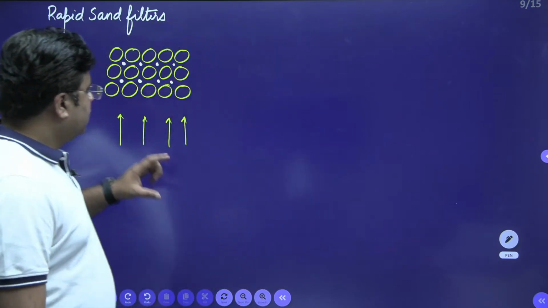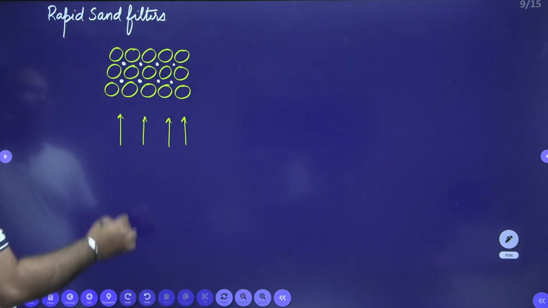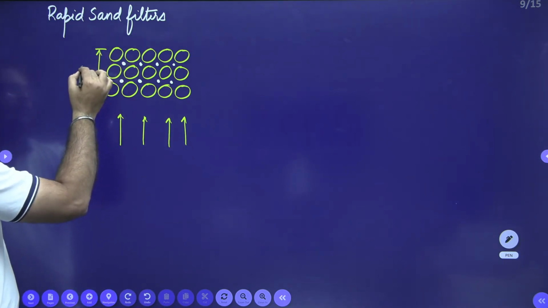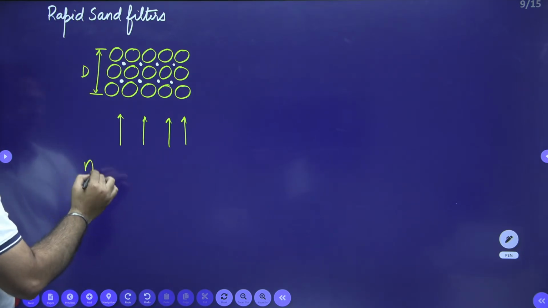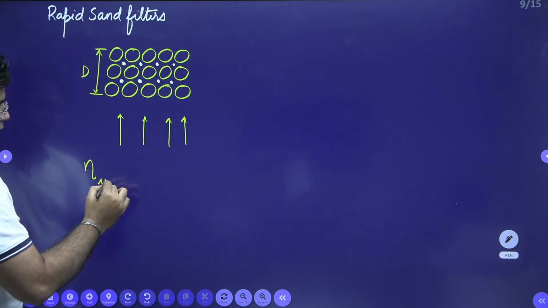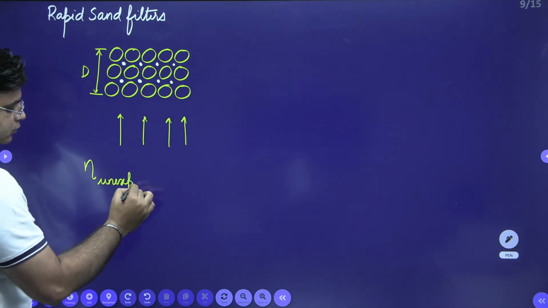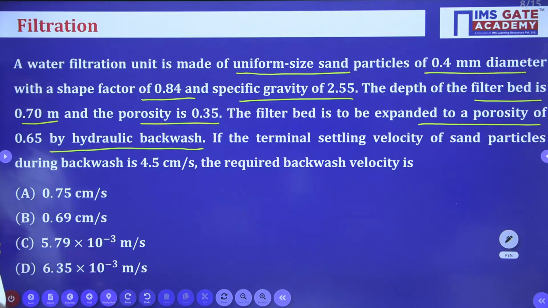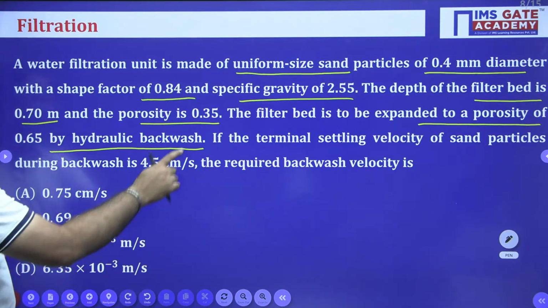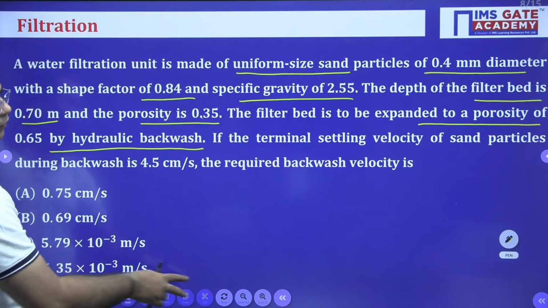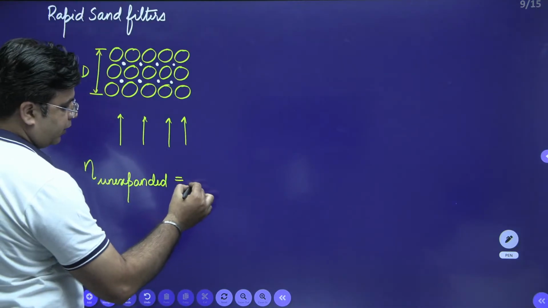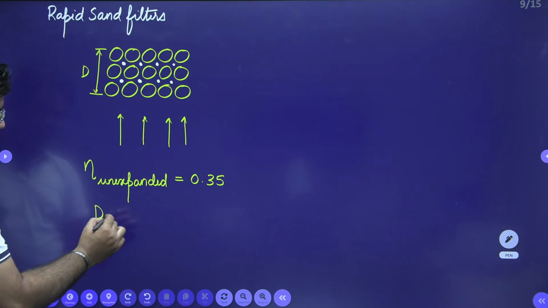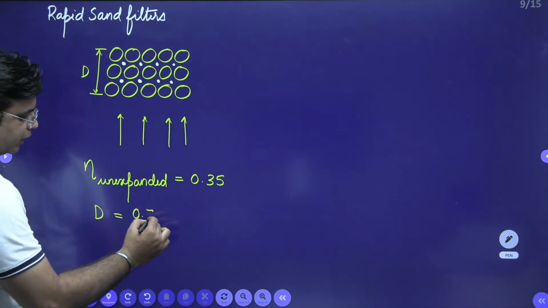Okay. So this is my initial picture of the filter bed, the depth of the filter bed and porosity of the filter bed. So depth is D, porosity of the filter bed is eta. So this is the porosity of the unexpanded bed. This porosity of unexpanded bed is given as 0.35. This depth of the unexpanded filter bed is given as 0.7 meters.